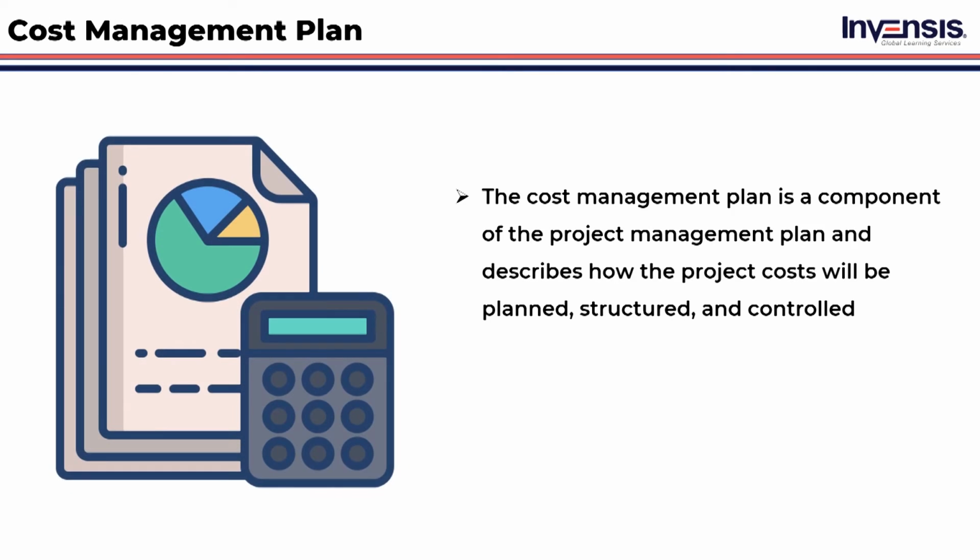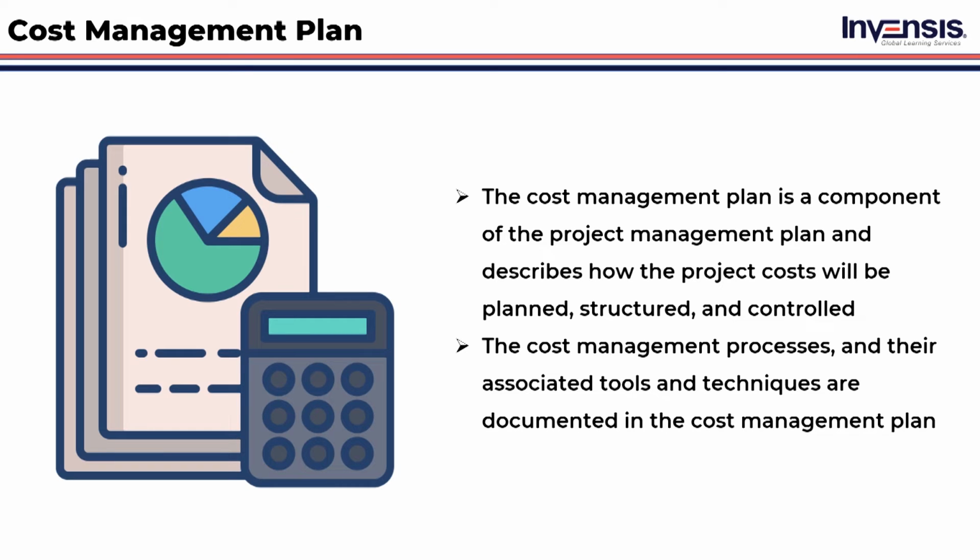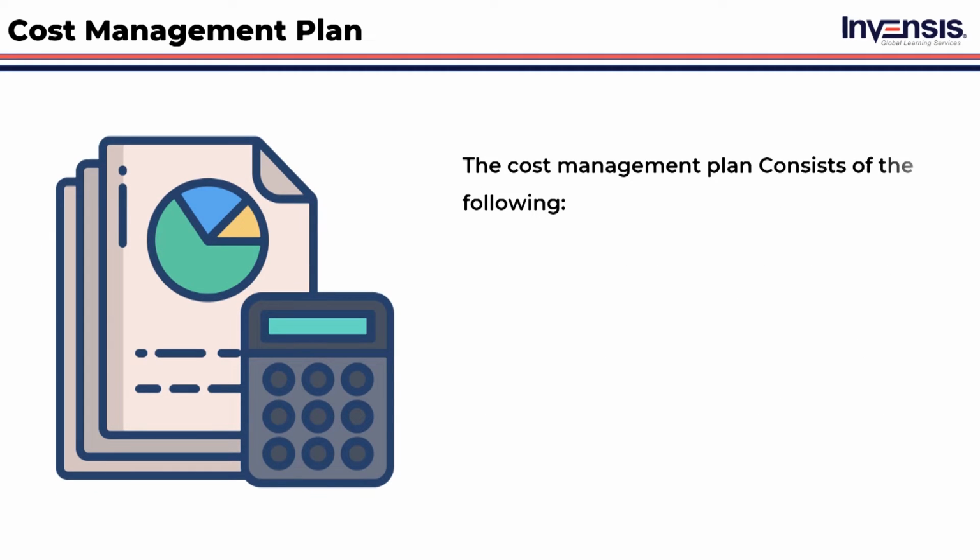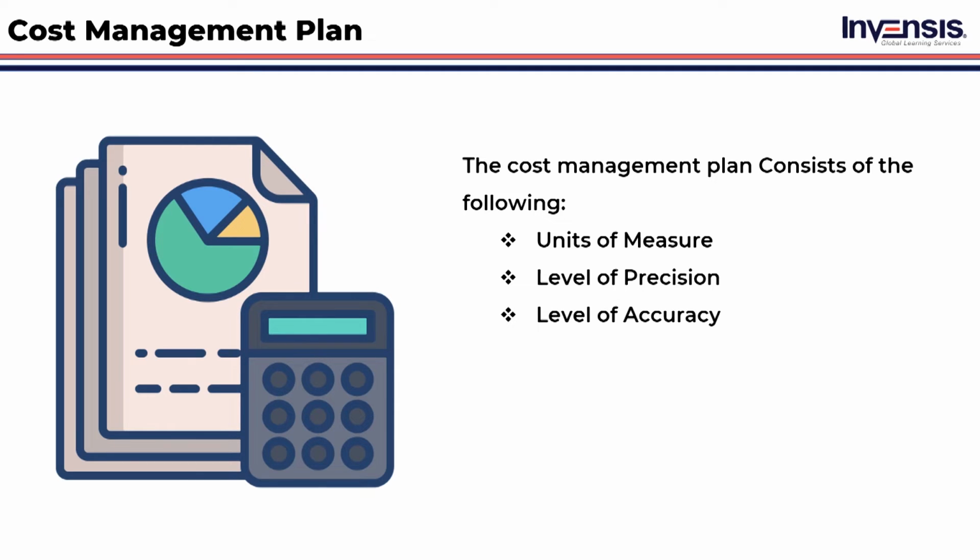The cost management plan is a component of the project management plan and describes how the project costs will be planned, structured, and controlled. The cost management processes and their associated tools and techniques are documented in the cost management plan. The cost management plan consists of the following. Units of measure. Here this represents the unit used in measuring the resources in the project. Level of precision. This is used to round off the value based on the scope of activities and the magnitude of the project. Level of accuracy. The appropriate range for calculating reasonable cost estimates is defined, and may include contingencies.